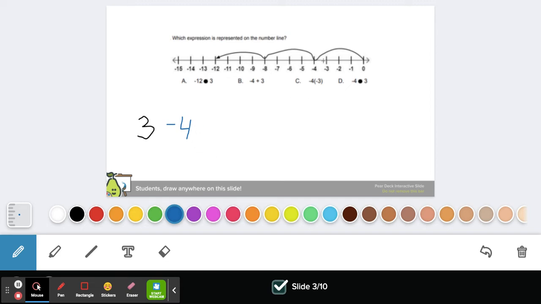Also, I know my arrow is starting at 0 and it's going away from it. Because my arrow is going away from it, I know I'm going to have to multiply, because I'm skip counting by 4s and I have 3 groups. So that means I'm multiplying my 3 groups by my -4, okay?